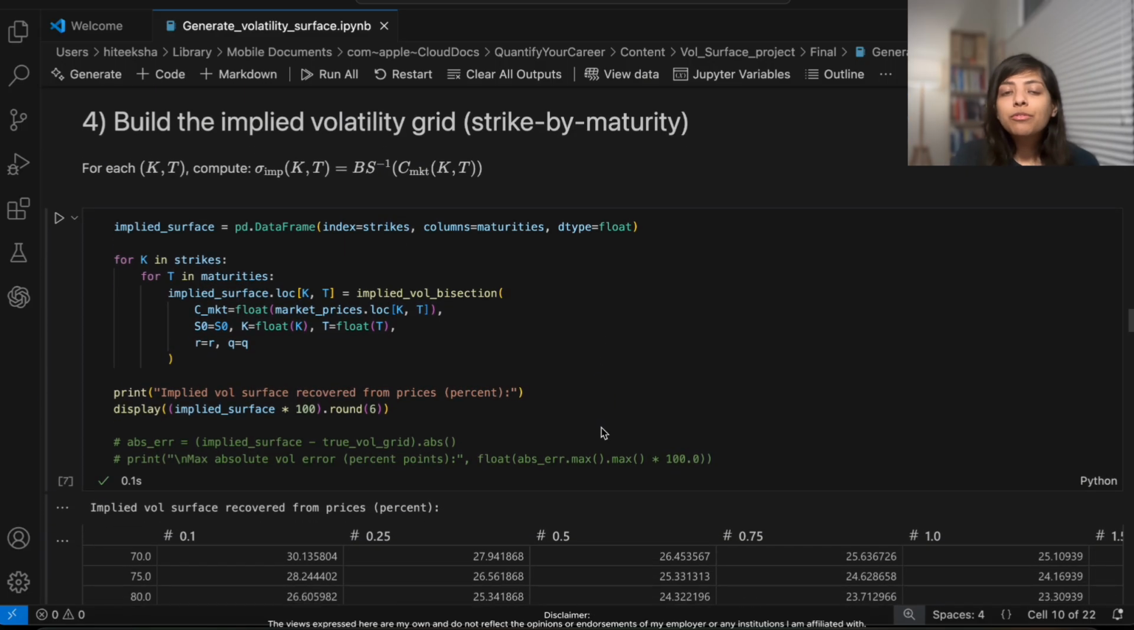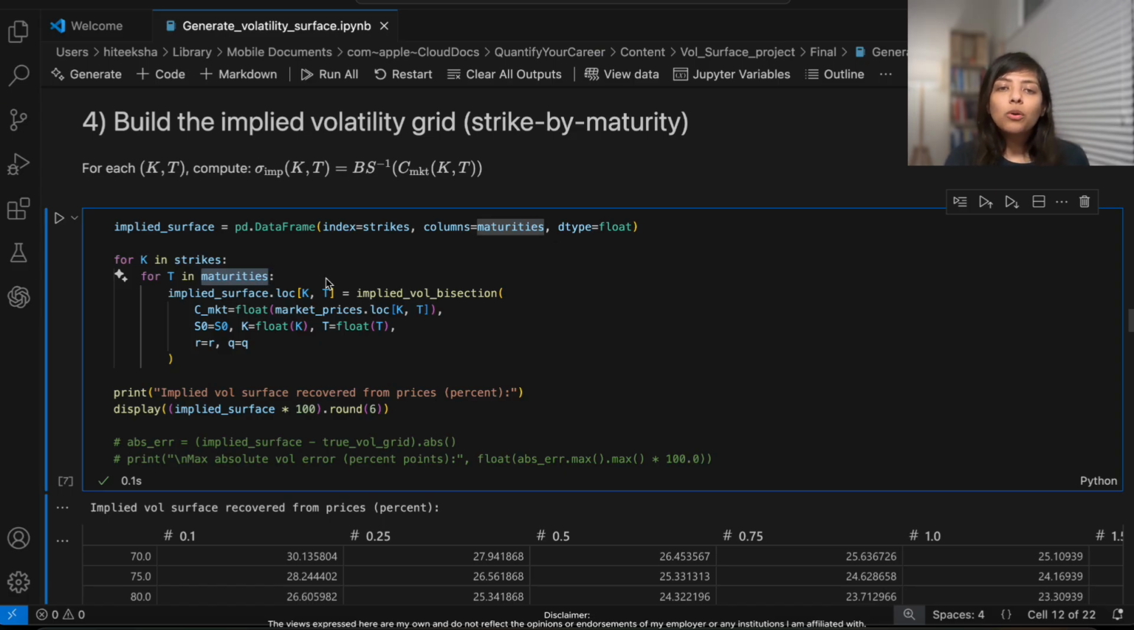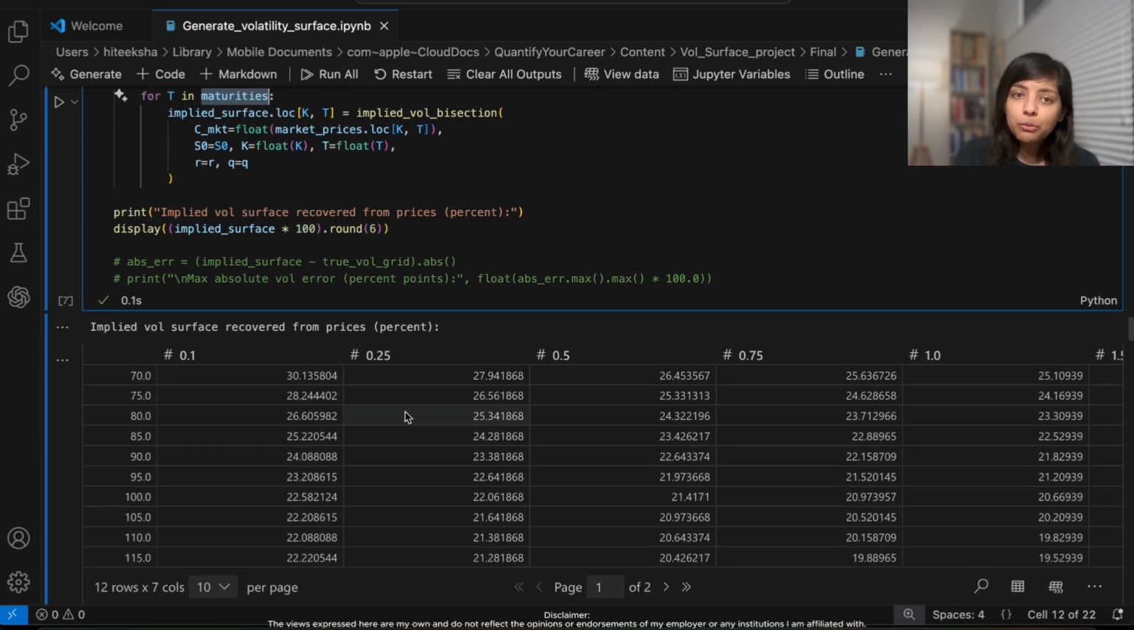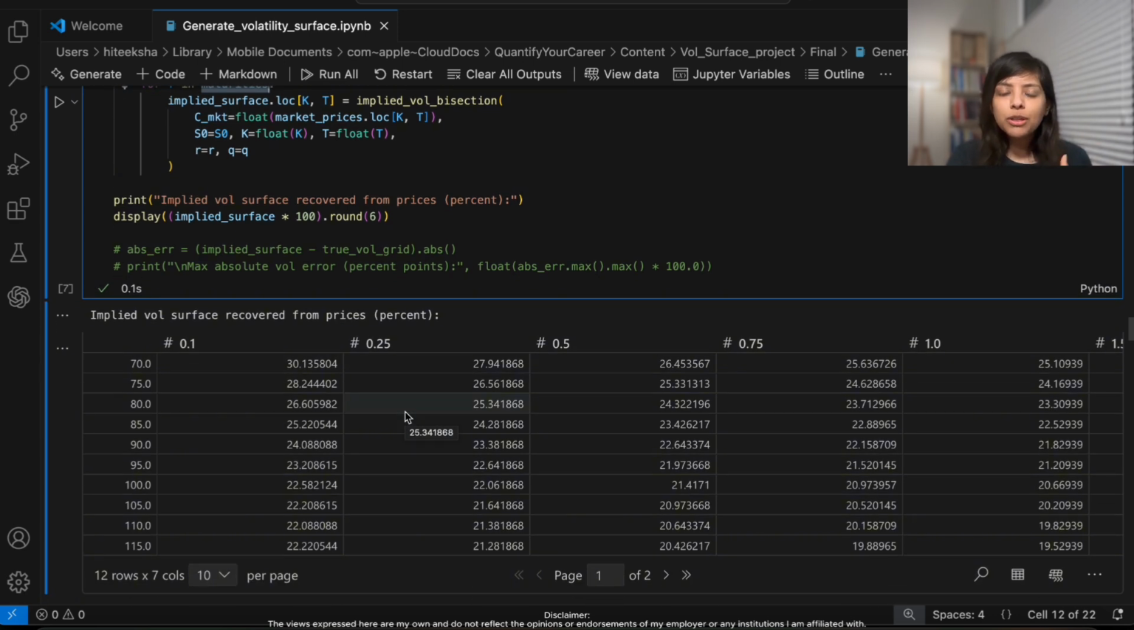Now we do something very simple but powerful. We loop over every call in our price table. For each strike, for each maturity, we take the market price in that cell and we call our implied vol solver to find that sigma that matches the price. And then we store that implied volatility in a table. Same shape as the price table, same strike prices, same maturities. But now instead of option prices, each cell contains implied volatility.